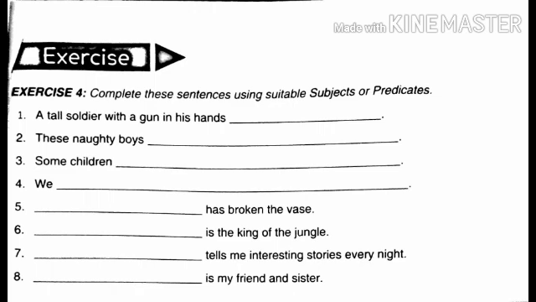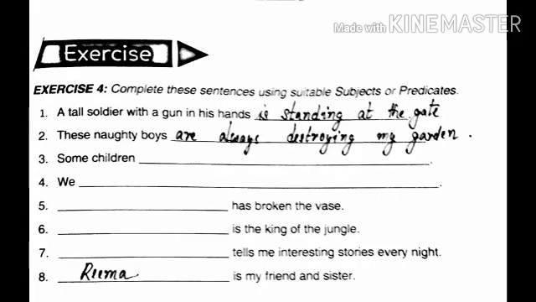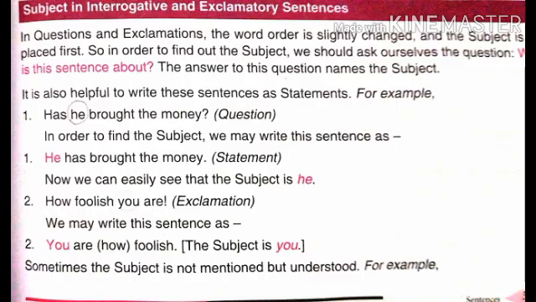Got the point? In order to find the subject, ask the question who or what. In order to find the predicate, insert a verb of your choice first and then try to complete the sentence. Hope you got an idea. And the remaining exercise, you can do it as homework. I hope you will complete the remaining questions like how we have solved these questions.